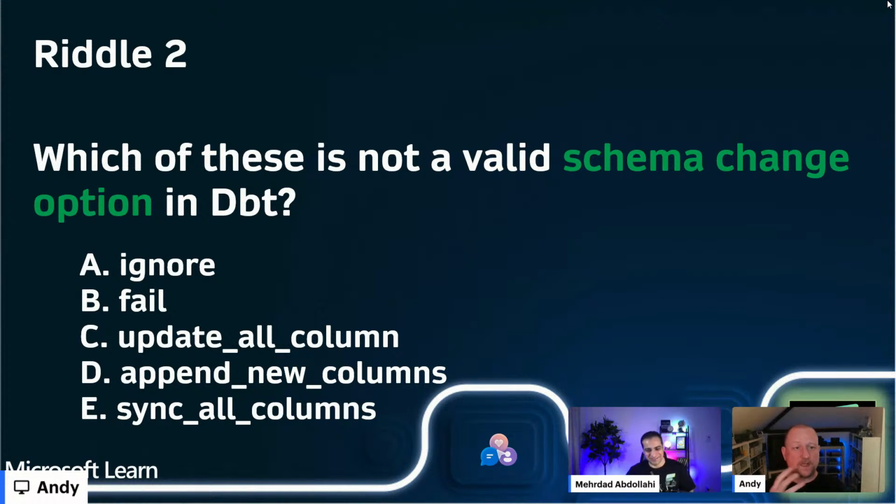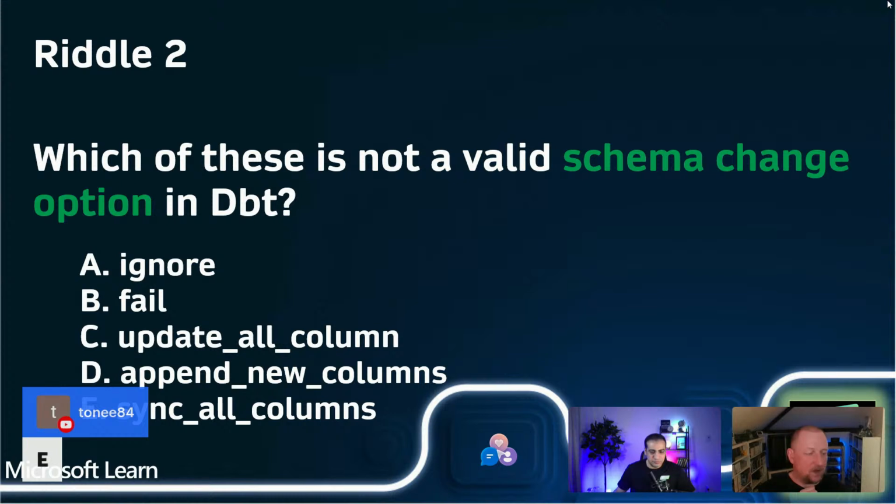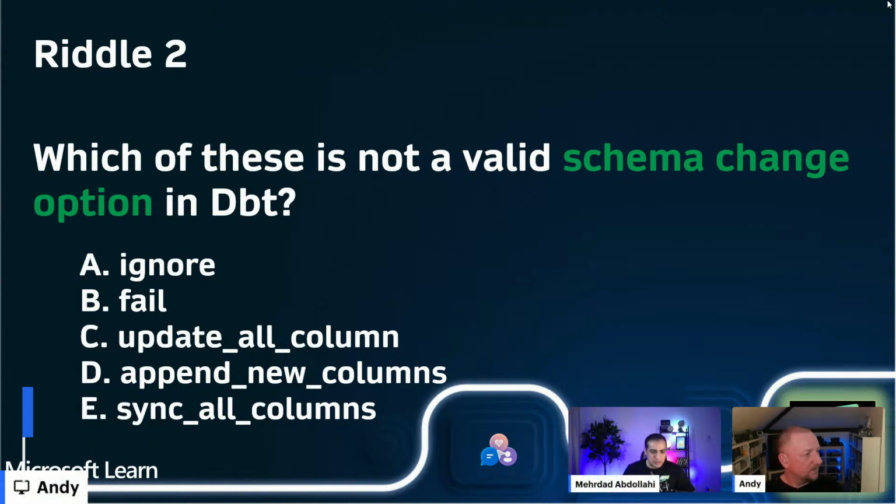Yes, there were 4 schema change options. We could either ignore schema changes, or we could fail if it detects one. Is there a schema change option in which we could update the columns? Is there one in which we could append new columns? Can we sync all columns? Is that a valid command? We have one answer from Tony, E, and Bhupendra also E. Sahar also says E. Sync all columns.